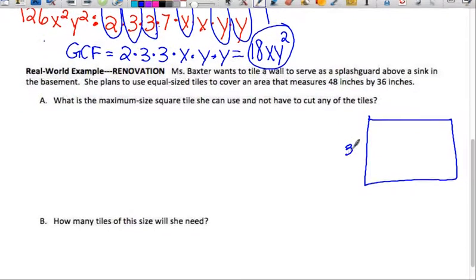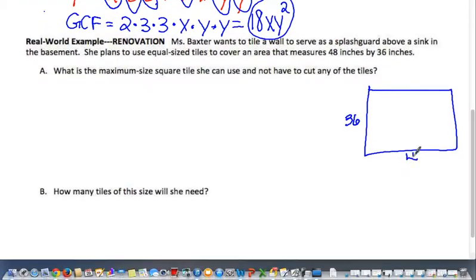So it's always good to kind of have a picture in your mind of what's going on. Think about it. She wants equal-sized tiles so she doesn't have to cut any. So what do they have to be? Okay, that's what you're finding. And think about what we just did, and that will probably be used in this problem to find your solution. And then B, how many tiles of this size will she need?